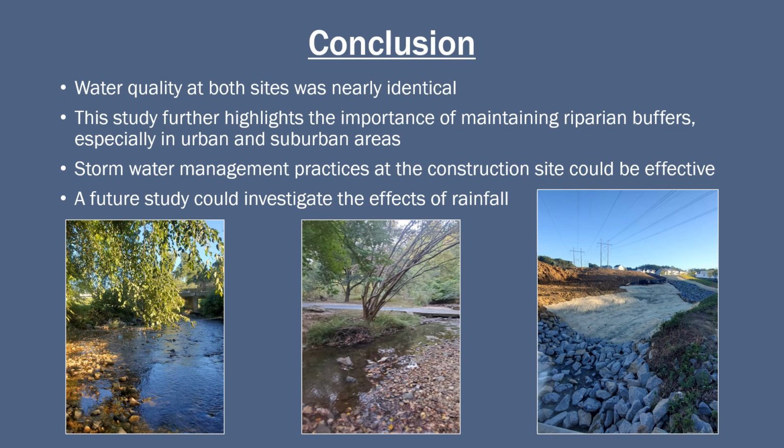So some key takeaways: the water quality of both sites was nearly identical despite having differing riparian buffer sizes and proximities to urban development, and this demonstrates a strong suit of my results because I had an adequate sample size and very high p-values. The results can generally be trusted to be representative of the water quality in the stream during relatively dry conditions. My study further highlights the importance of maintaining riparian buffers, especially in urban and suburban areas. Also, the stormwater management practices at the construction site could be considered to be effective, and I think a future study could investigate the effects of rainfall because my study was limited in that I was not able to collect data during significant rain events.